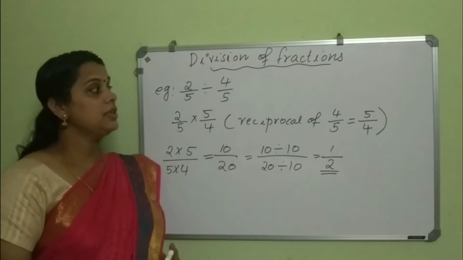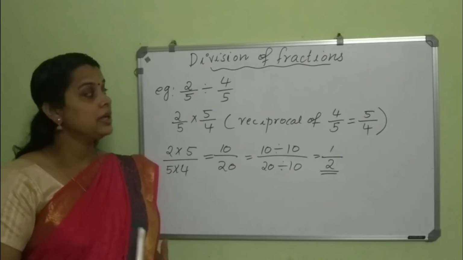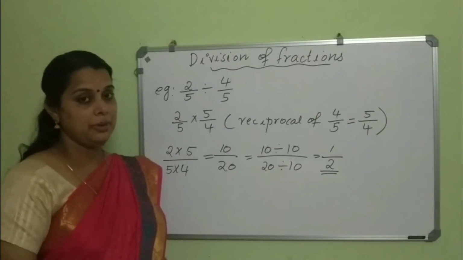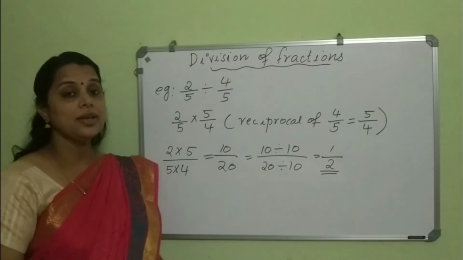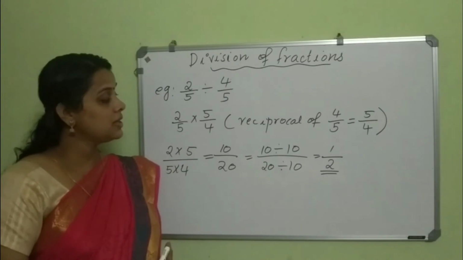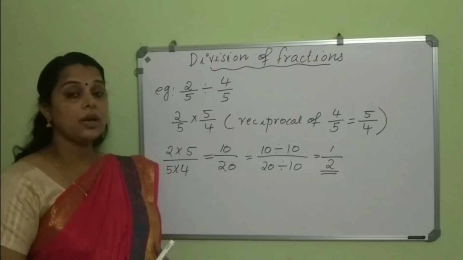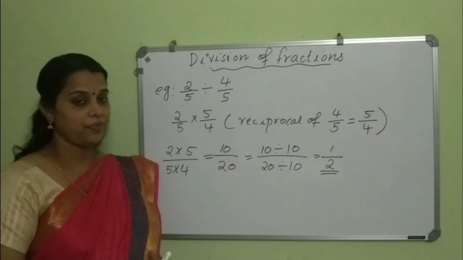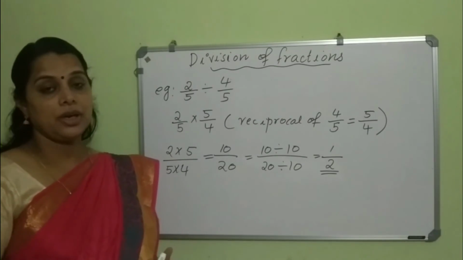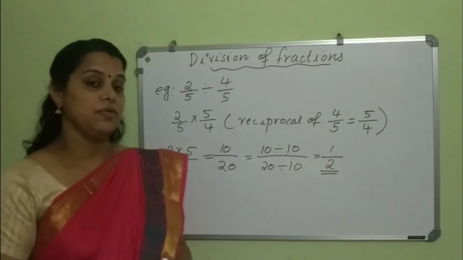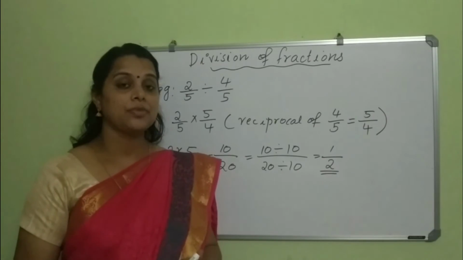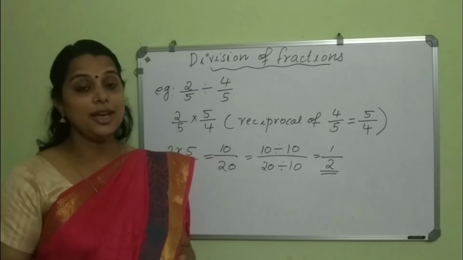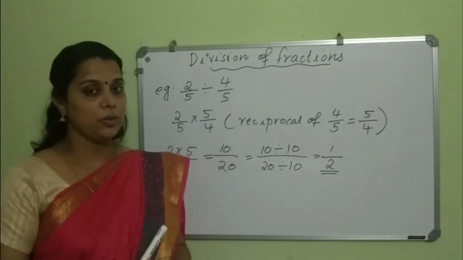Next is division of fractions. Division is similar to multiplication. Just need to add one extra step. That is finding the reciprocal of the second fraction. What is a reciprocal, or multiplicative inverse? How to find it? Just interchange the numerator and denominator.